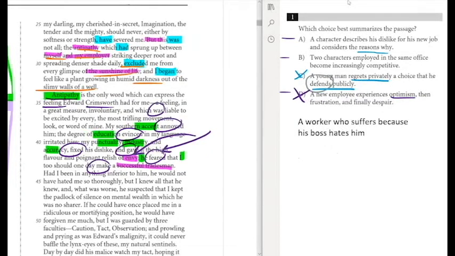So what's happening right there? We're seeing a further definition of why B can't be right, because there are not two characters becoming competitive. Instead, it's just Edward Crimsworth who is experiencing all of this jealousy and envy of the narrator. So we've narrowed out B, C, and D, and the answer for number 1 is going to be A.